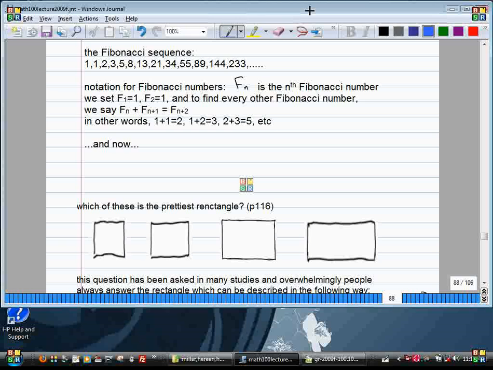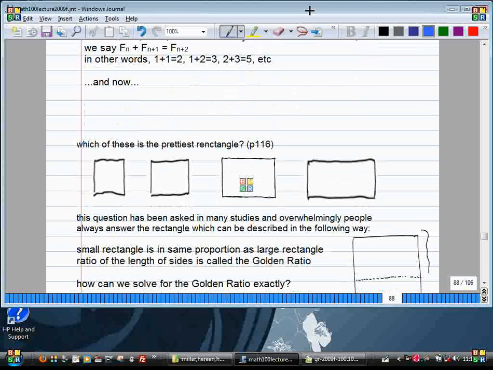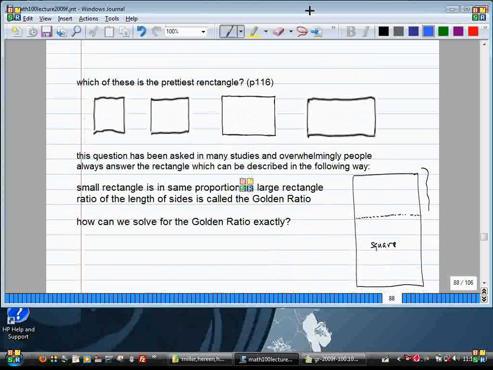Now, I'll just pretend that you all said the third one, because that's what you said before. And what's interesting about the third one is this. If you were to use the short side and make a square and cut off that square, you would be left with a rectangle in the exact same proportions as your original rectangle.